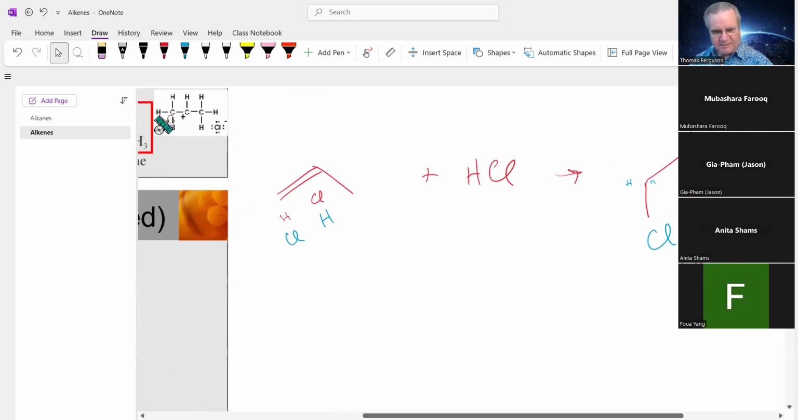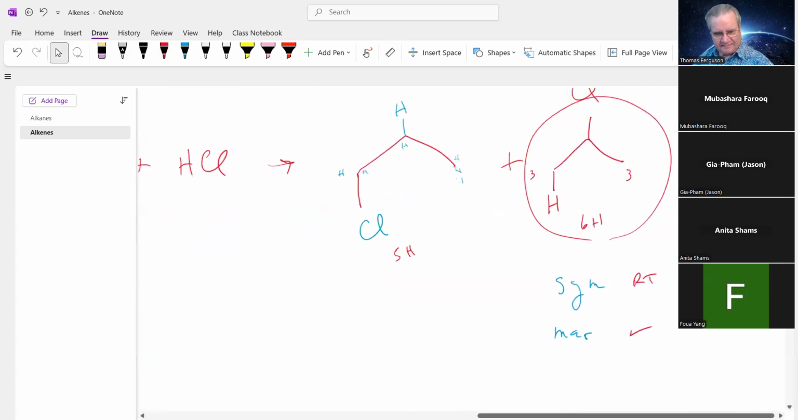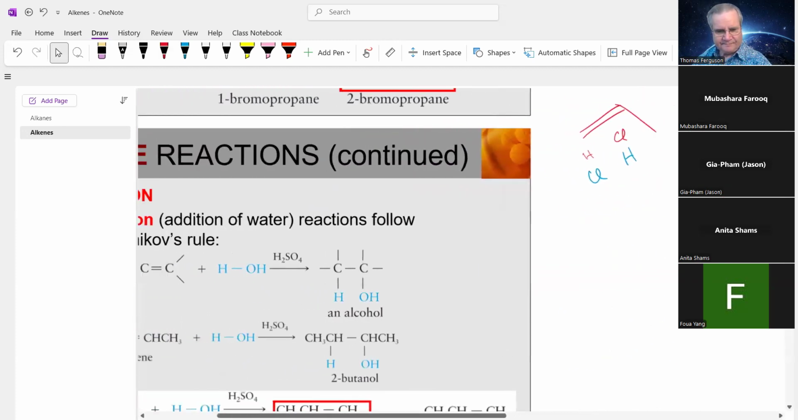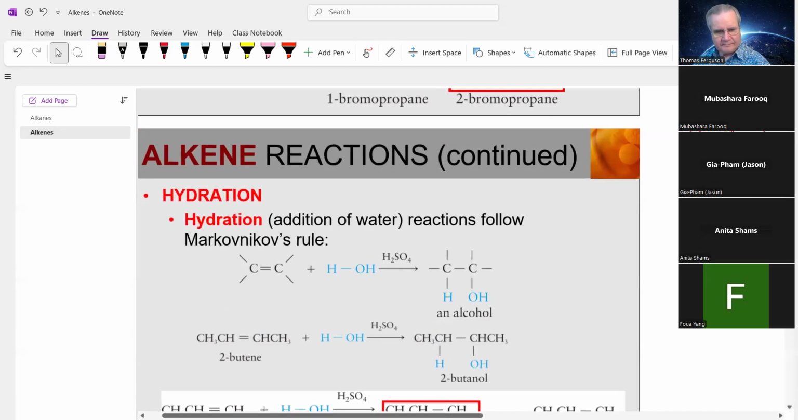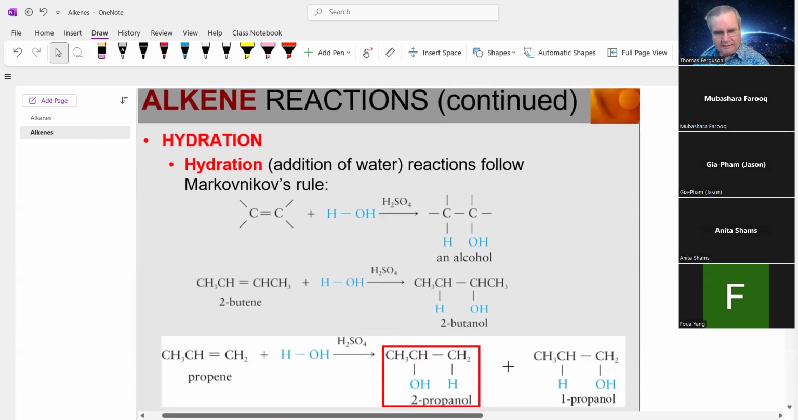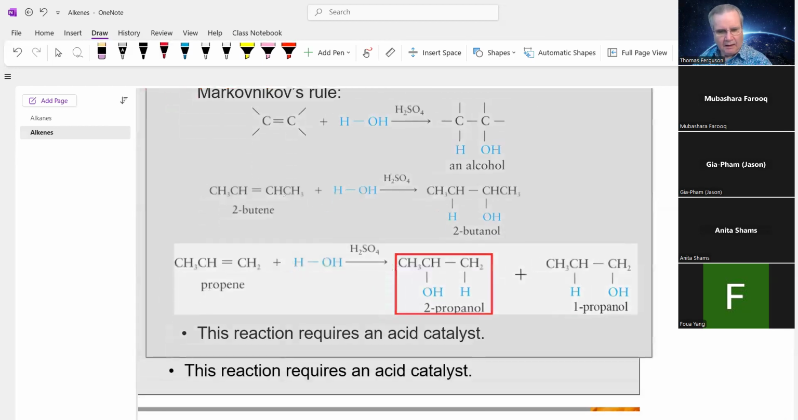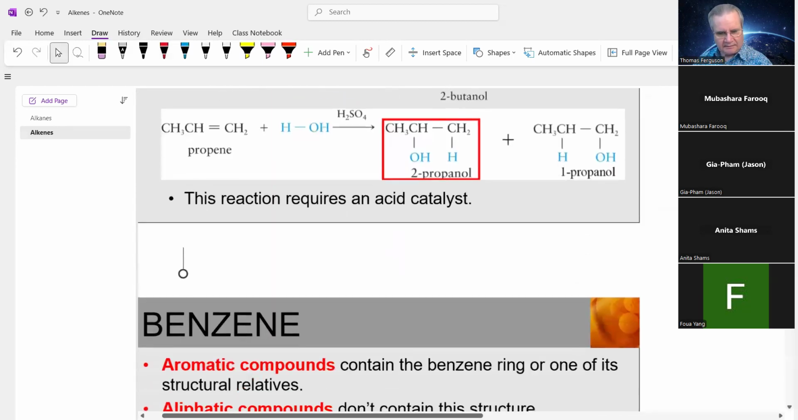Okay, are there any questions about that stability rule when there's a mixture? Okay. All right, so anytime we add a heterogeneric additive across a double bond, look for a mixture. Okay, and this one requires a catalyst.